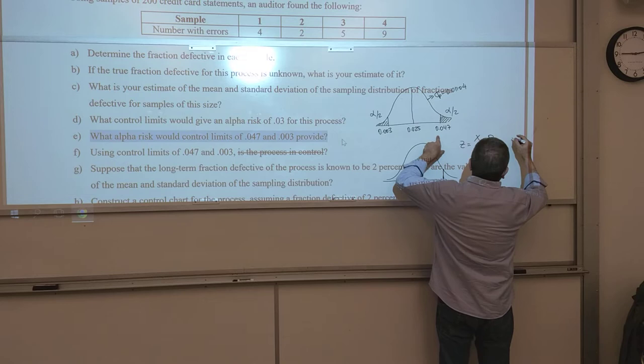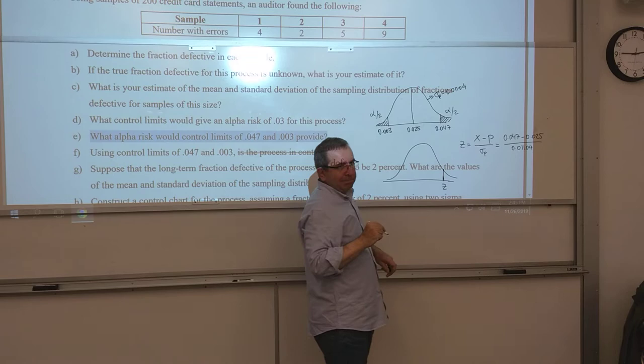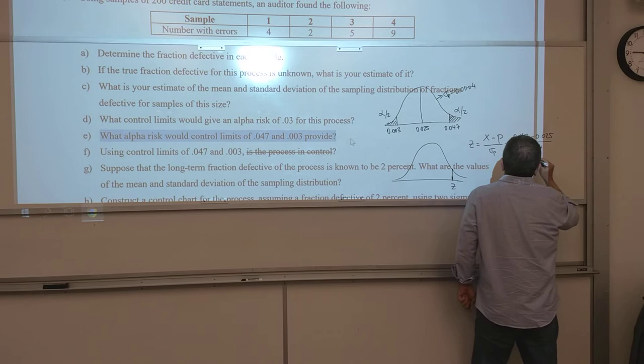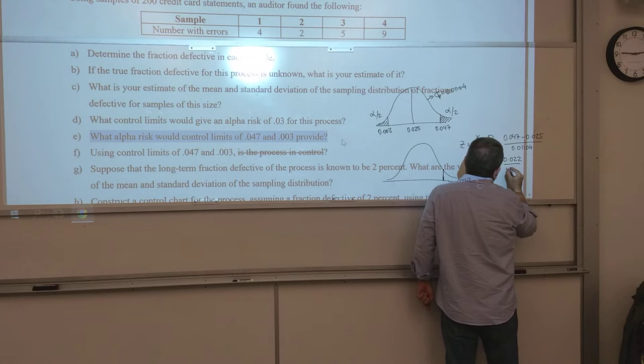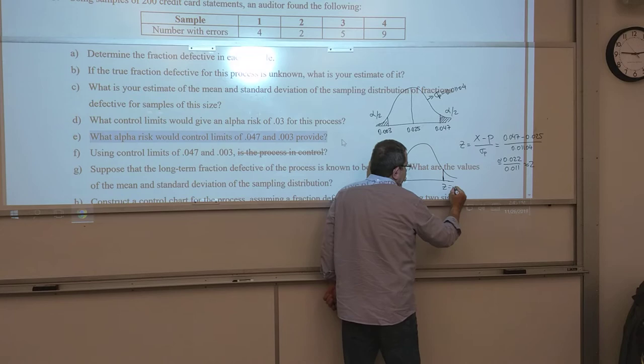So 0.047 minus 0.025, divided by 0.01104. This is going to be 0.022 divided by 0.011, and this is going to be 2. So Z is going to be 2.